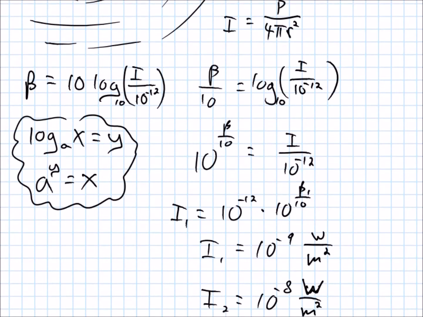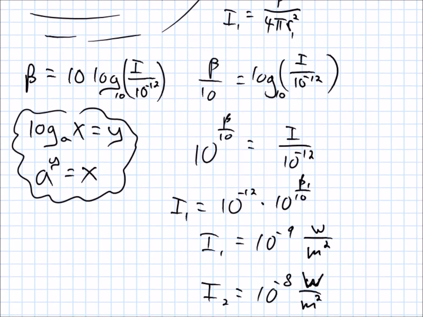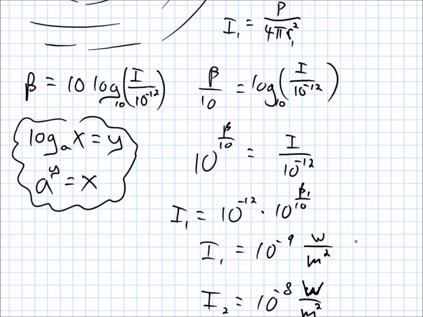I mentioned before that the power is staying the same, so I want to rearrange this thing for power. Let's say that this is I1 at a distance of R1. R1, remember, was the distance that we were standing at, and I forget what it is, 20 meters. So R1 is 20 meters. Rearranging the equation at the top of the screen to solve for P, I would get P is equal to I1 times 4 pi R1 squared.